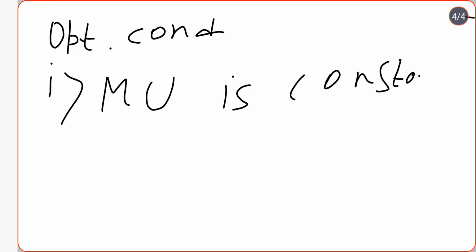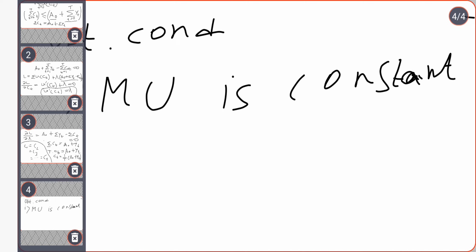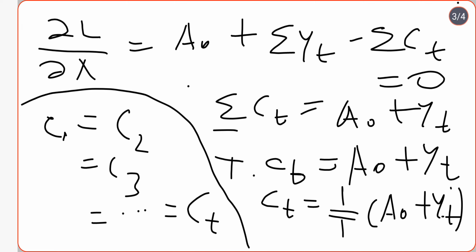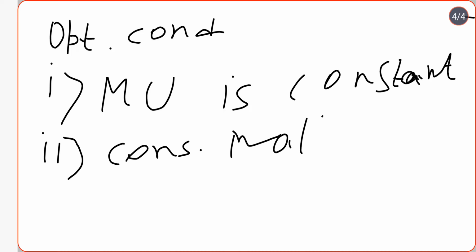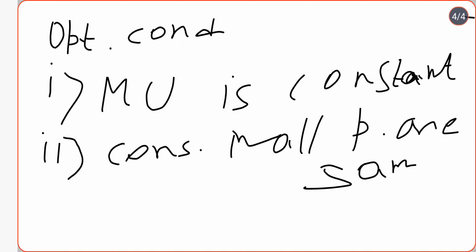And what was our second optimality condition that we have obtained? The second optimality condition that we have obtained is that consumption in all the periods is the same. So we can write here that consumption in all periods is the same. Now these are our two optimality conditions.